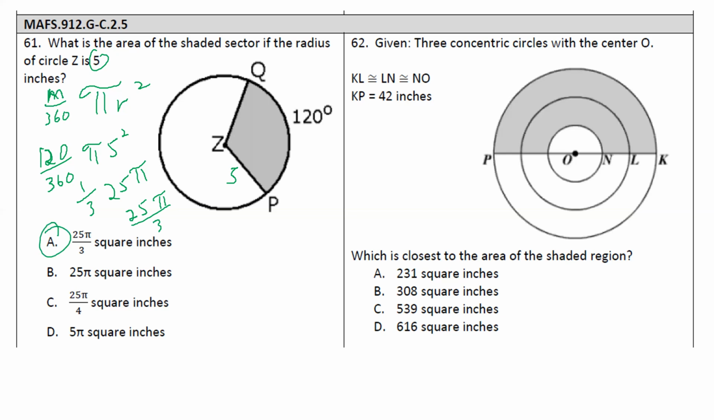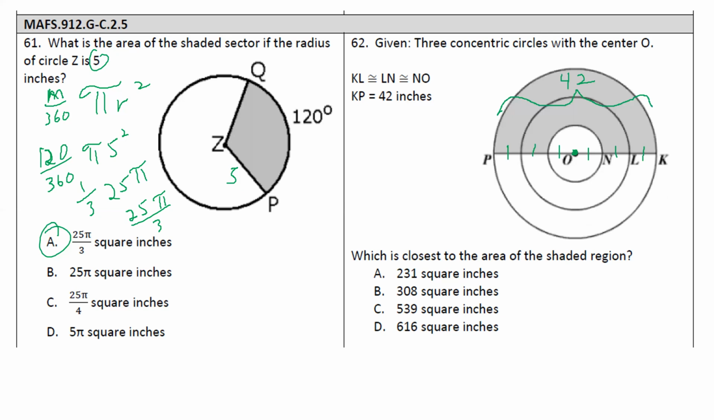On 62, it tells us that these 3 pieces are all congruent. This is a concentric circle sharing that same center point. So the values on the other side would also be the same. And the whole thing across, all the way from P all the way to K, is 42.